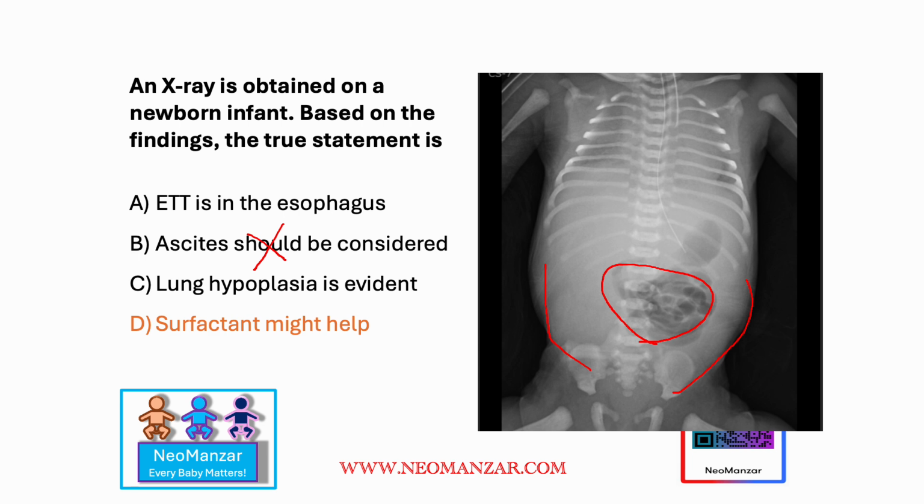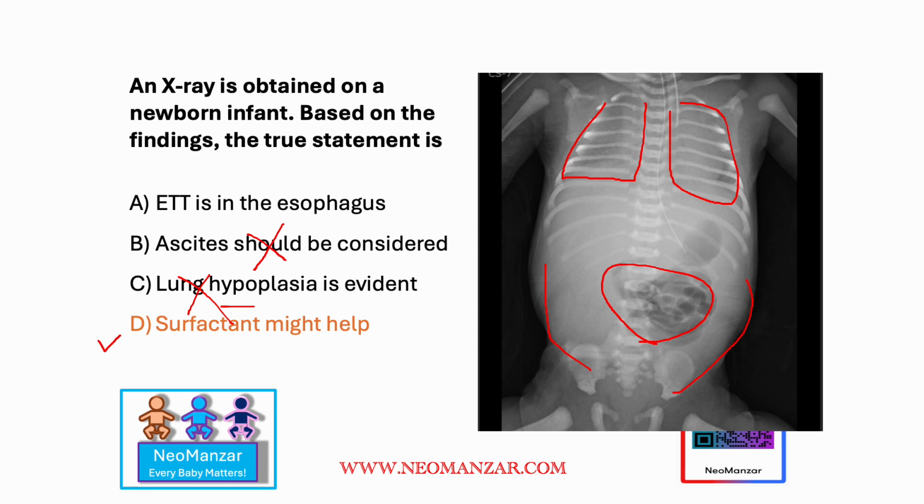What about lung hypoplasia? Like I said, the aeration is not great, and you can see the lung is expanded barely, like 6+ ribs. So probably it's a surfactant deficient lung rather than lung hypoplasia. So once the surfactant is given and the lung inflated, then you can rule out lung hypoplasia.